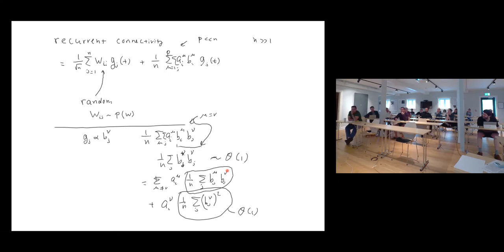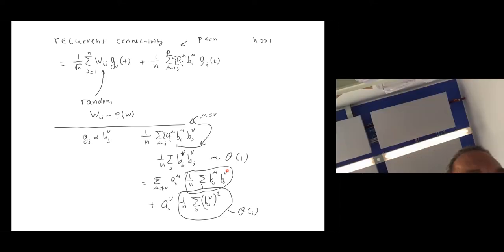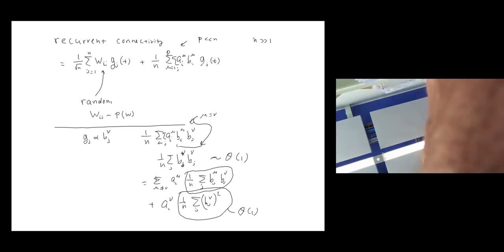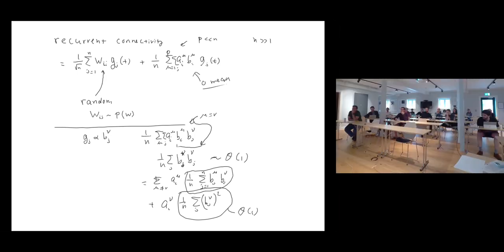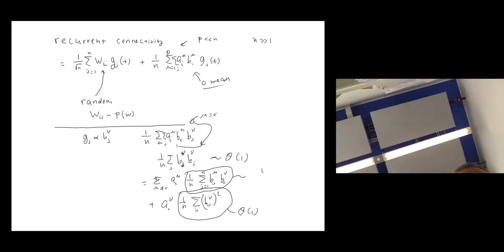There's a taker. So the question is, why does it scale as 1 over n instead of just 1 over square root of n? Well, I haven't given you all the information. The B's are zero mean. So we're adding together n uncorrelated zero mean random variables. Do you know what we get? Okay, it's 1 over root n.